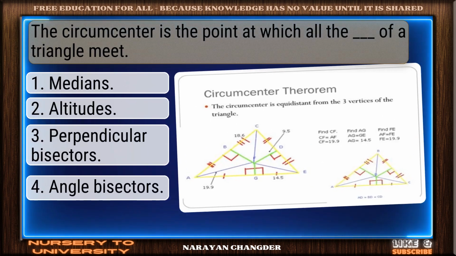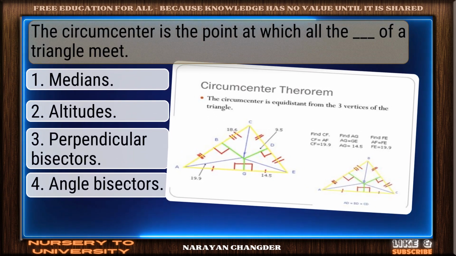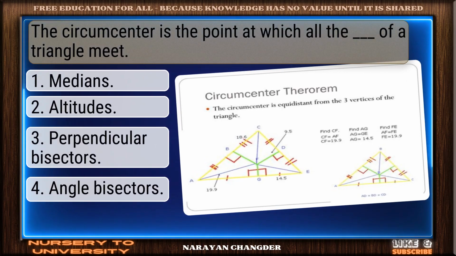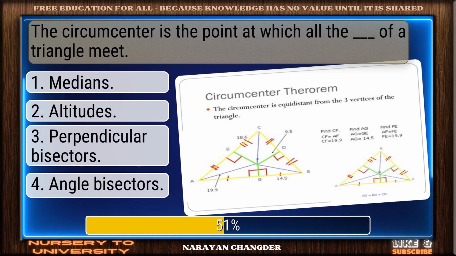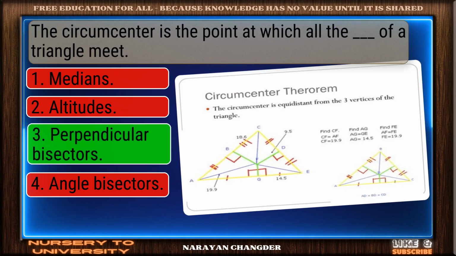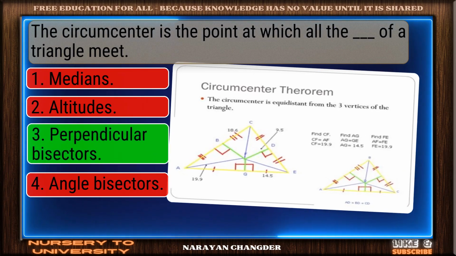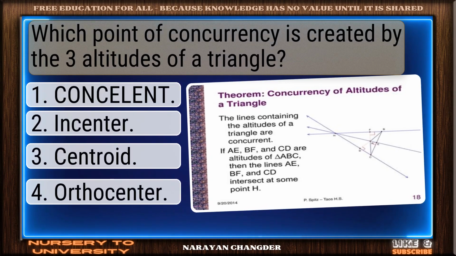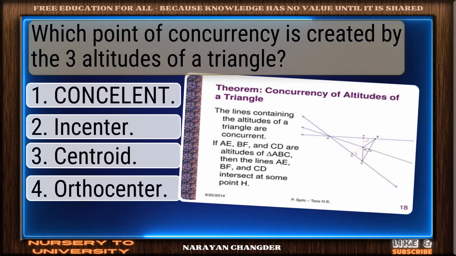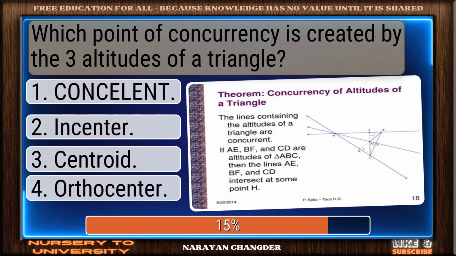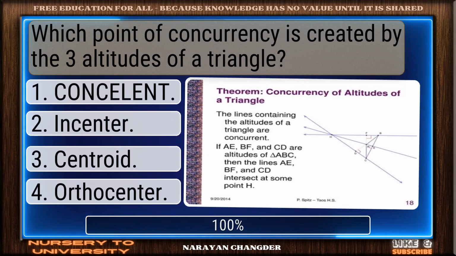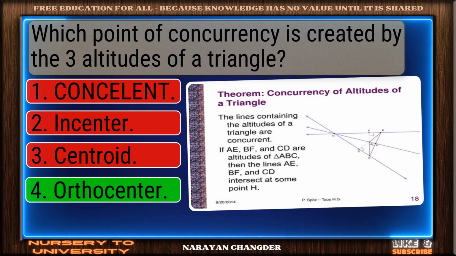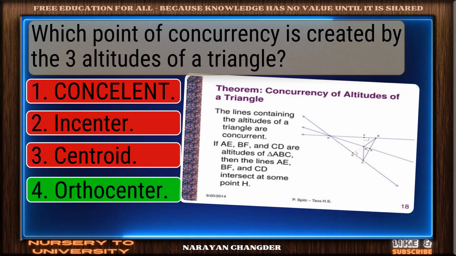Question number 34. The circumcenter is the point at which all the dash of a triangle meet. Good job. Your answer, perpendicular bisectors, works well here. Question number 35. Which point of concurrency is created by the three altitudes of a triangle? Good thinking. Orthocenter is the right answer.